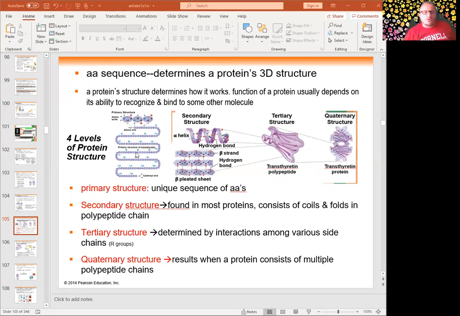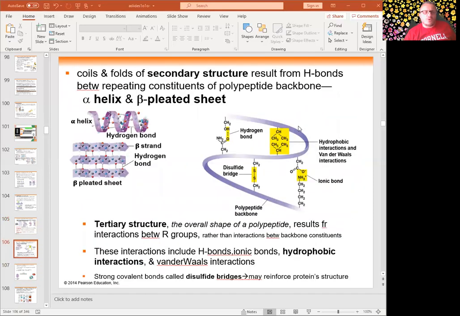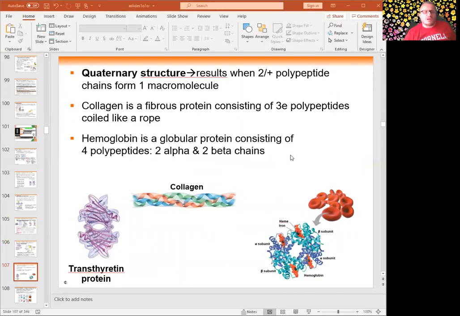Primary is their open structure, and secondary has the hydrogen bonds. It can be alpha helix or beta pleated sheets. Tertiary is more folded, and quaternary is when more than one tertiary structure gets together. In tertiary structure, we also see hydrogen bonds, disulfide bridges, and ionic bonds. Quaternary structure is their final structure.